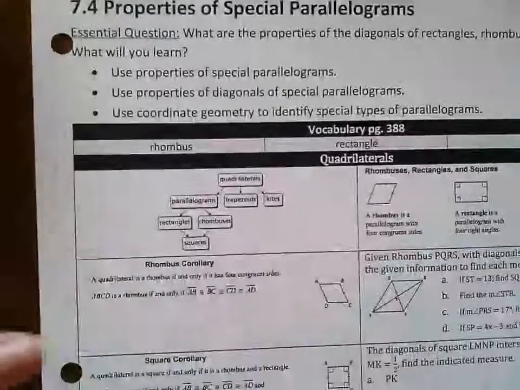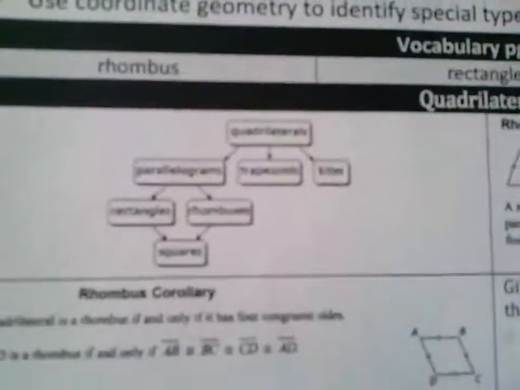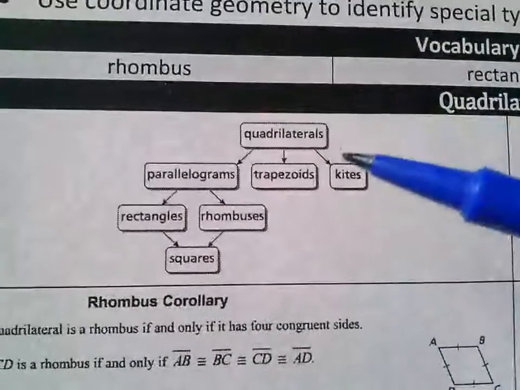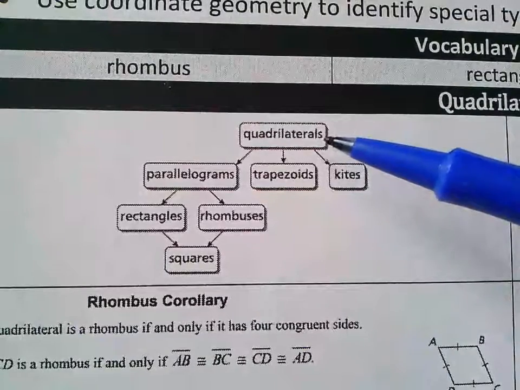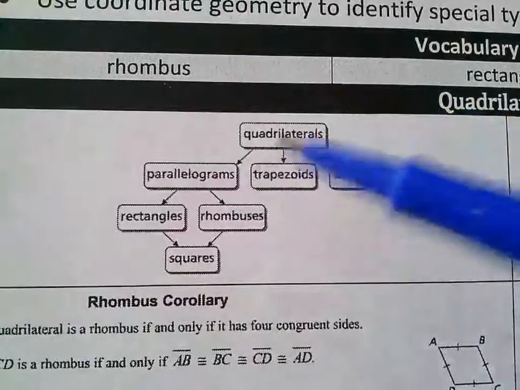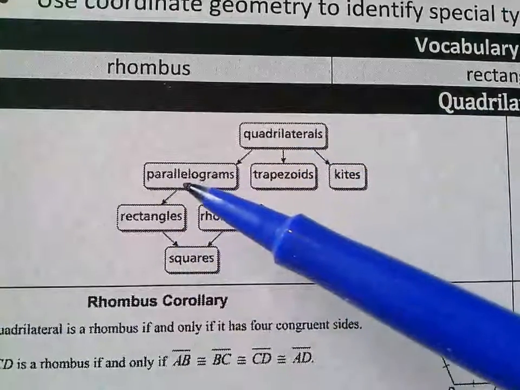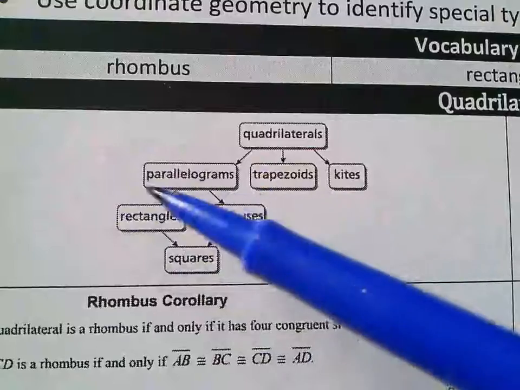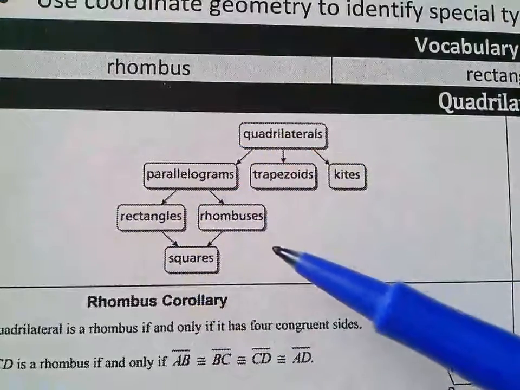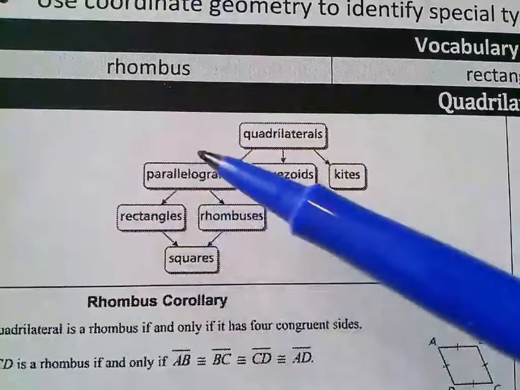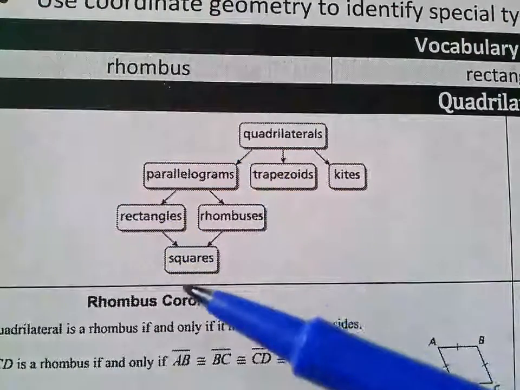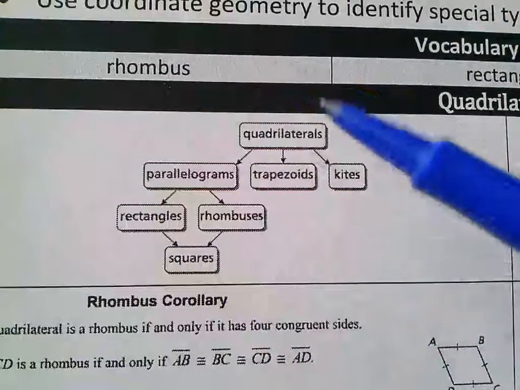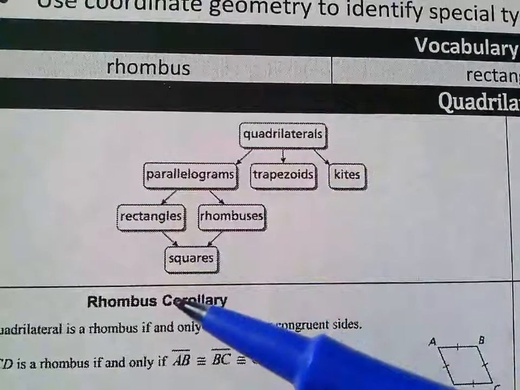So if you take a look at this really awesome chart right here, this is one of my favorites. So you have a body of quadrilaterals. These are four-sided figures. And in that body of quadrilaterals, you have parallelograms. Parallelogram properties apply to rectangles and rhombuses or rhombi. So these are applied here and here. And the properties of rectangles and rhombus are also applied to square. So all of these properties from here on down apply.